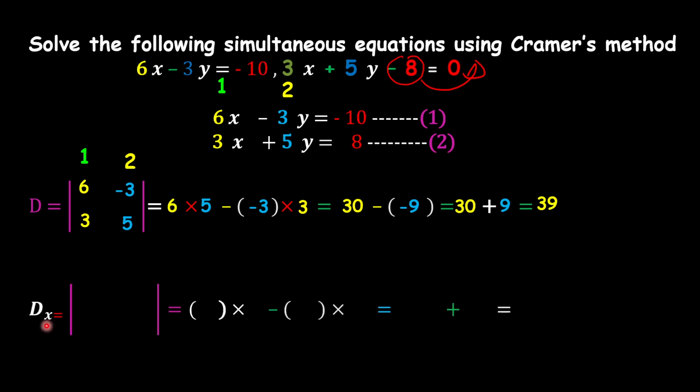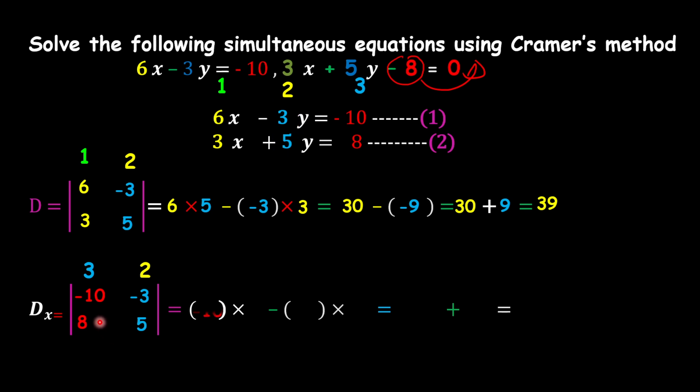Now to find the determinant dx. How to remember determinant dx? Determinant dx is nothing but 32. 3 means constant term. Here constant terms are negative 10 and 8. Therefore we write the first column of dx as negative 10 and 8. That means we replace the coefficient of x from the determinant d by the constant. And 2 is nothing but coefficient of y. Coefficient of y are negative 3 and 5.